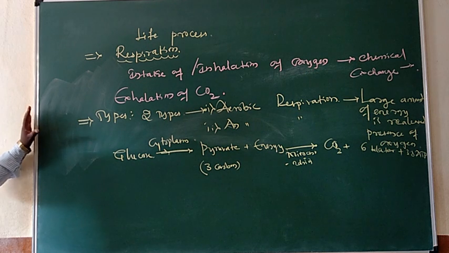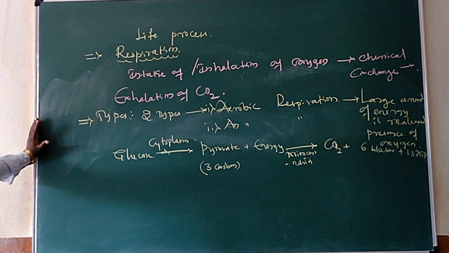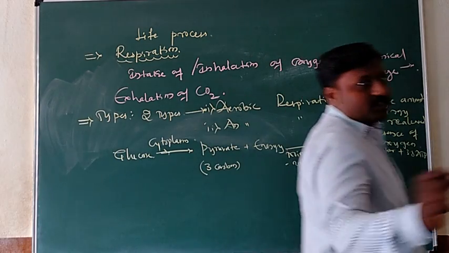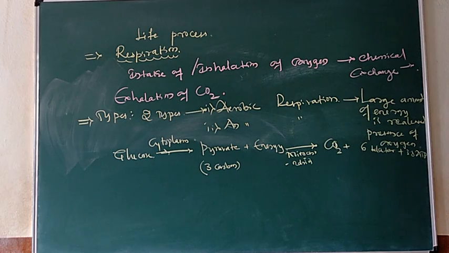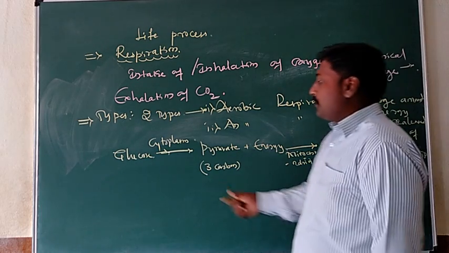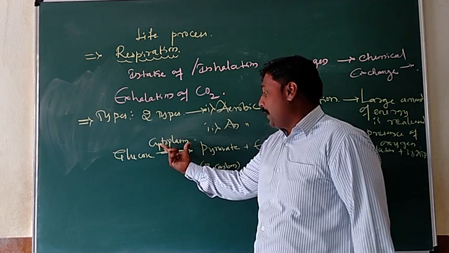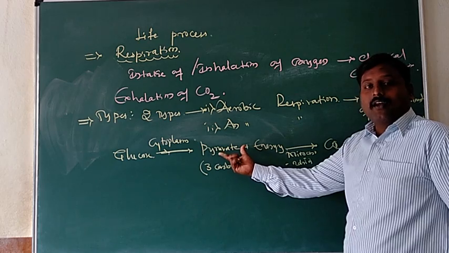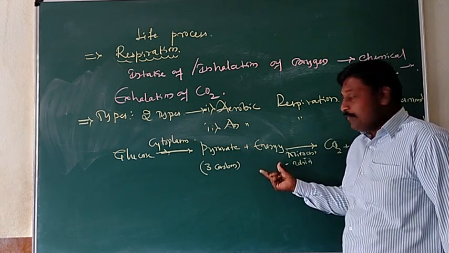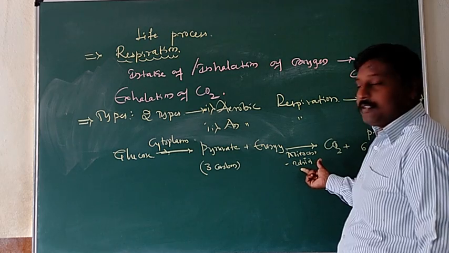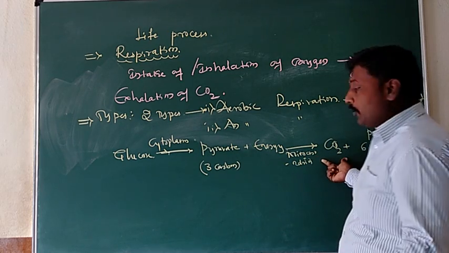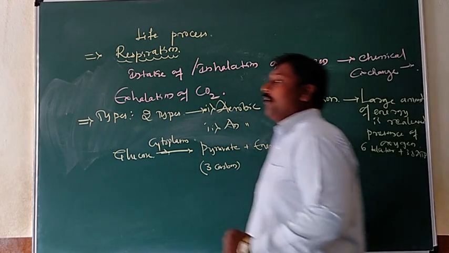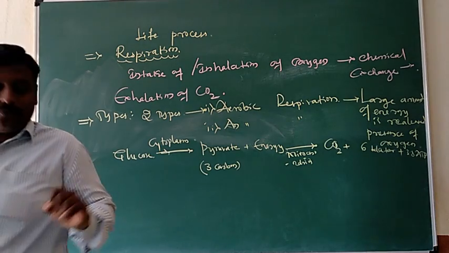First of all, aerobic respiration is nothing but a large amount of energy released in the presence of oxygen. Yes. Glucose is broken down in the cytoplasm. What does it give? It gives 3 carbon atoms of pyruvate as well as energy. Afterwards, in the mitochondria it gives carbon dioxide, water, and 38 molecules of adenosine triphosphate. Yes.